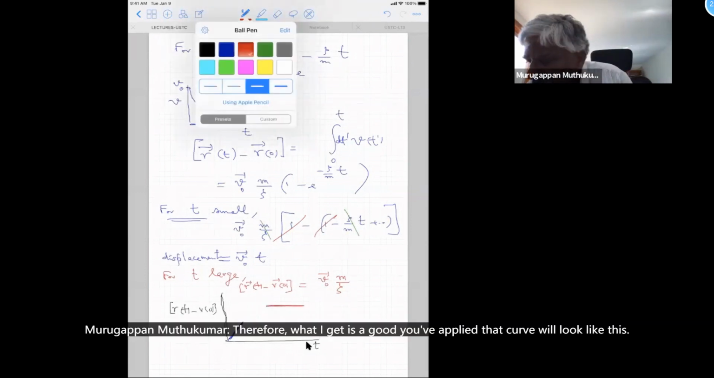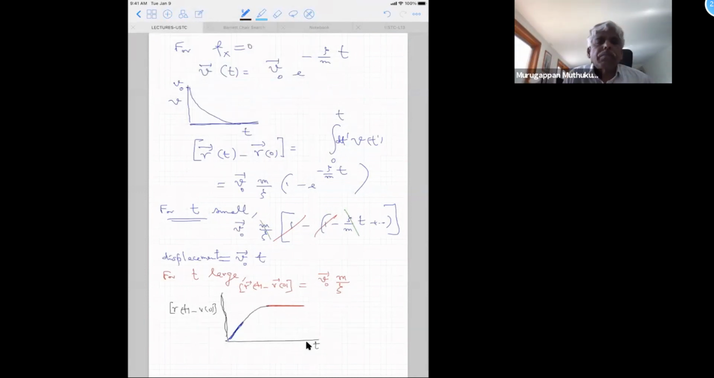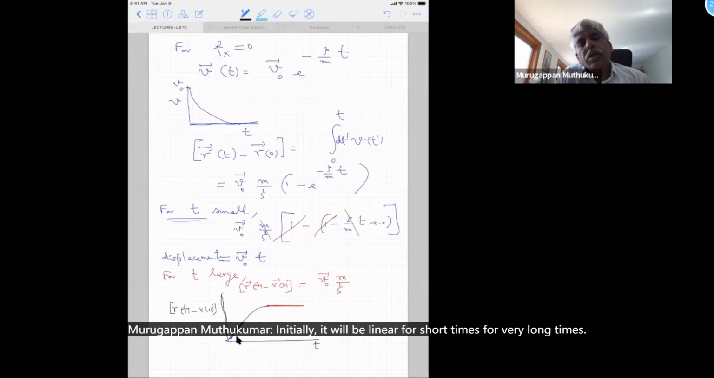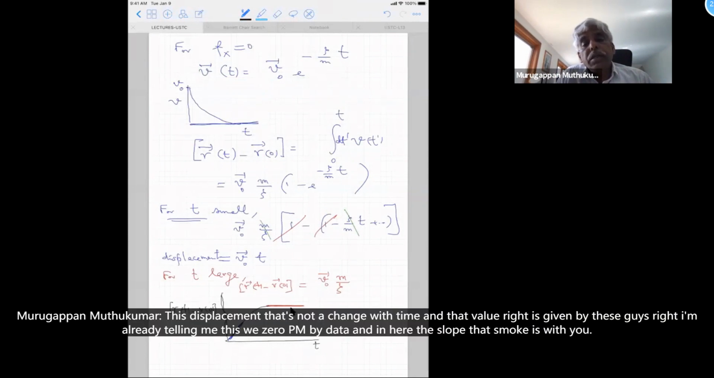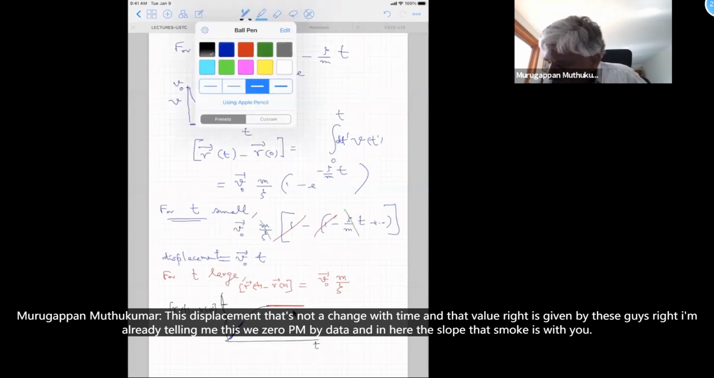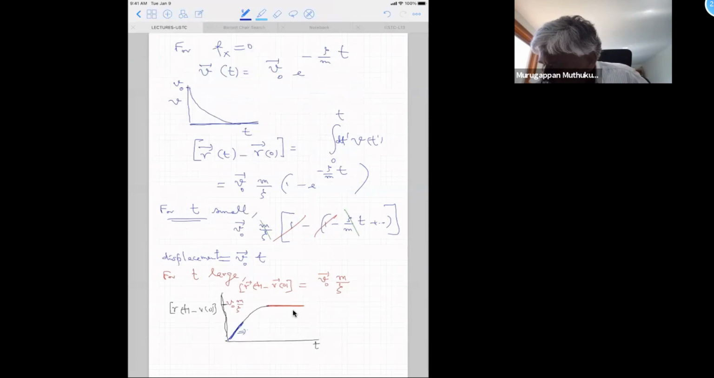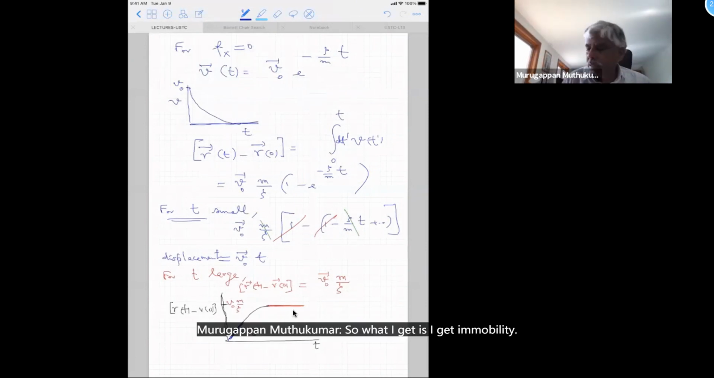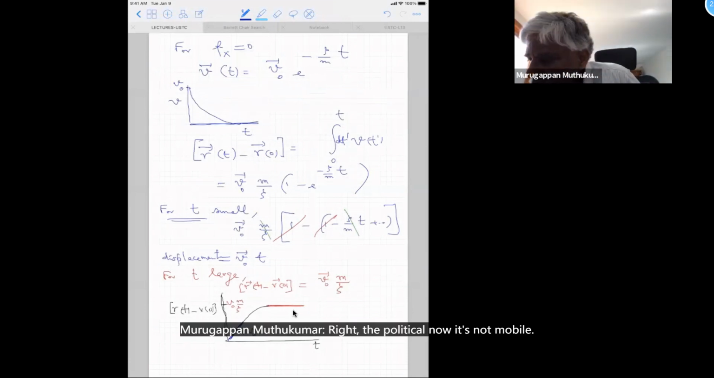Therefore, if I plot that curve, it'll look like this. Initially, it'll be linear for short times, but at very long times, this displacement does not change with time. And that value is given by V0 m by zeta. In here, the slope is V0. So what I get is immobility, right? The particle now is not mobile.